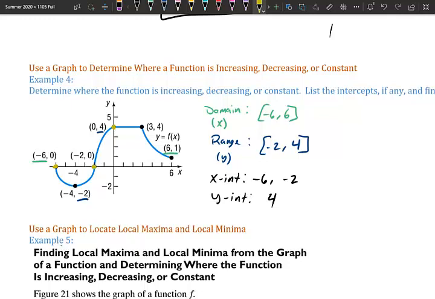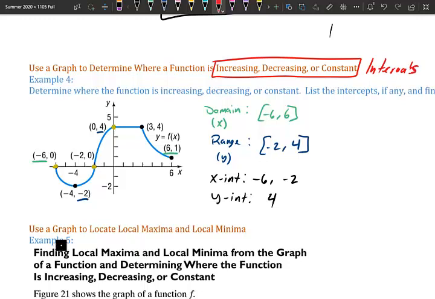Now let's do increasing, decreasing, constant. Those 3 words imply intervals. And what do intervals imply? X values. We only care about x. So x values. So we're looking for x values.